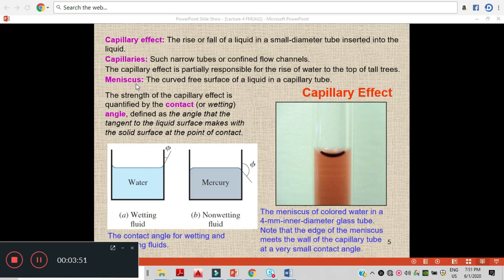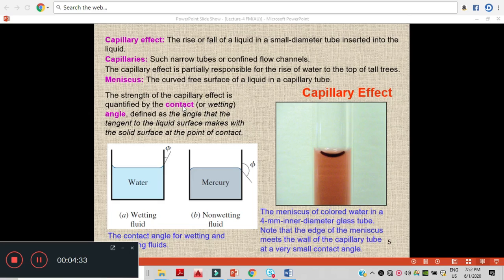What is the meniscus? Meniscus is basically the curve. This is an upward curve, and this is the downward curve. This is called the lower meniscus, and this is called the upper meniscus. This happens because of the wetting of the fluid. If the fluid is wetting, the adhesive force is more, so the surface sticks to the wall and goes up. The wetting of the fluid is also described by the contact angle.